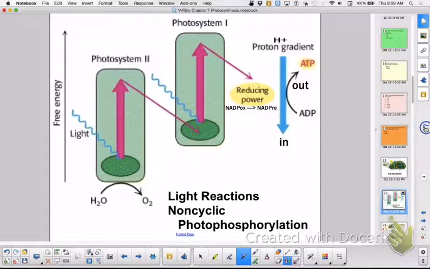Who's bringing electrons into this system? Water. And the electrons are going out via reduced NADP. That's why it's non-cyclic, in and out.